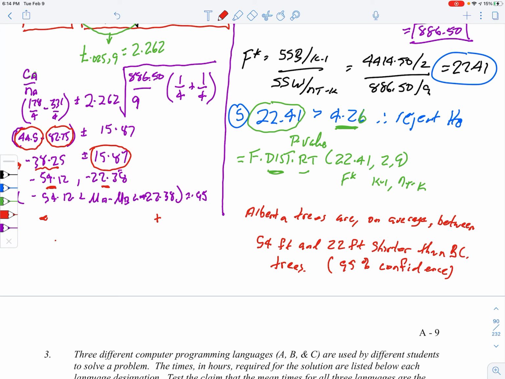What I want you to do for homework is to do Alberta versus Ontario, and then BC versus Ontario. And what you find out actually is that Alberta and Ontario will also be significantly different, and BC and Ontario will not. You'll end up with a negative and a positive in that interval. And we're going to take that up in class.